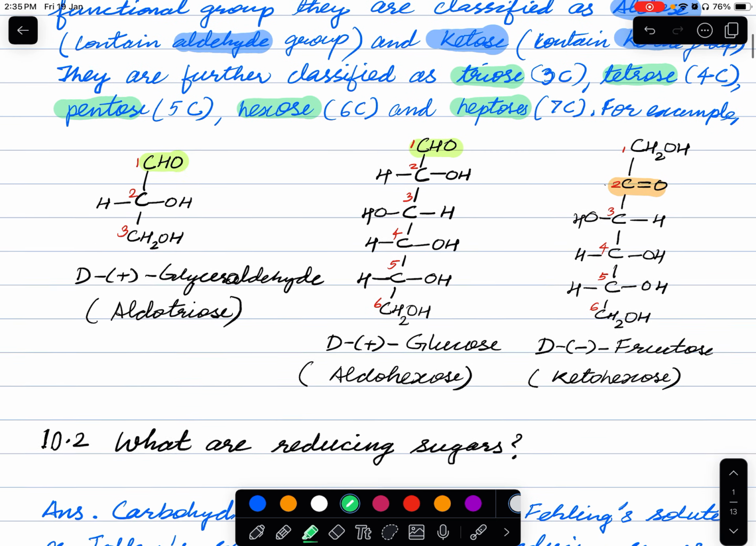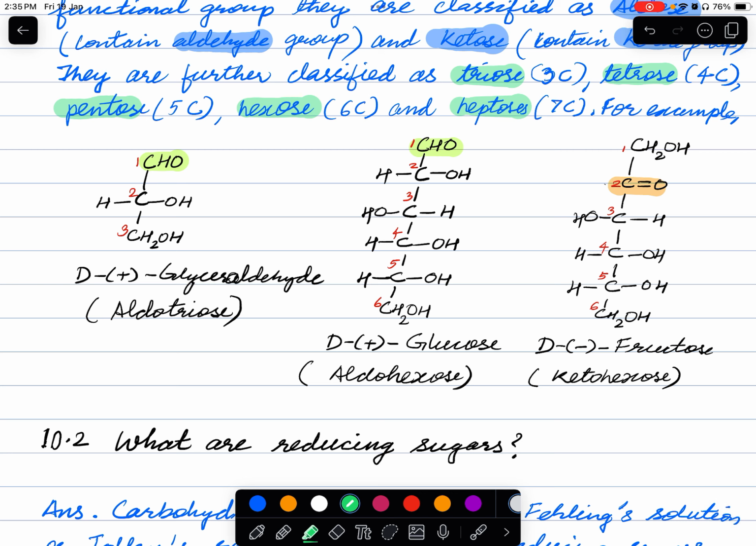Now here are a few examples. The first one is labeled as aldotriose, second one as aldohexose, and third one is ketohexose. Now we will understand why we are classifying them in this way. First part, aldo means containing aldehyde group. Therefore, in this molecule we have an aldehyde group, and triose means there are 3 carbon atoms. So here we are having 1, 2, 3 carbon atoms, therefore it is called aldotriose, and the name of the compound is glyceraldehyde.